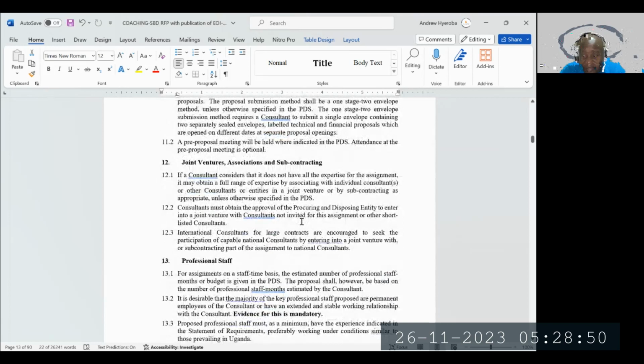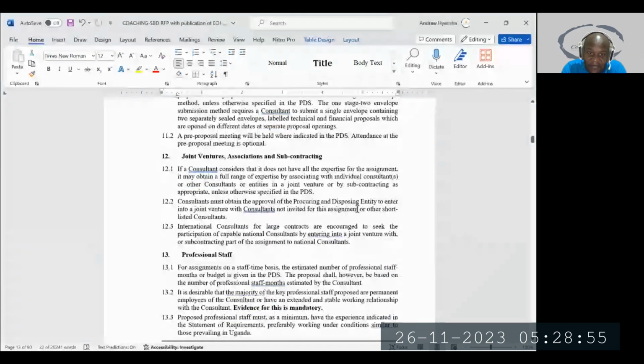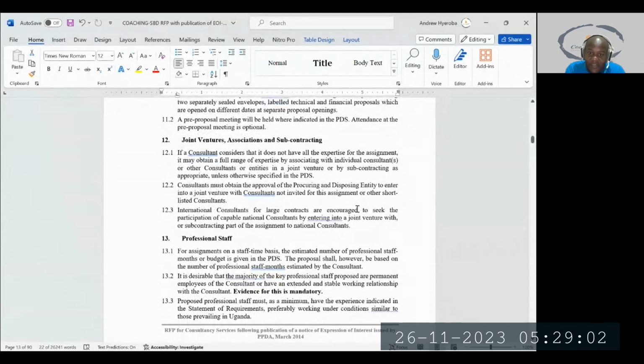Then joint ventures. If you consider you don't have the expertise, you may obtain a full range of expertise by associating with individual consultants. You must obtain approval to enter into a joint venture with consultants who have not been invited for this assignment or other shortlisted consultants. International consultants for large contracts are encouraged to seek the participation of capable national consultants by entering into a joint venture with or subcontracting part of the assignment to national consultants.